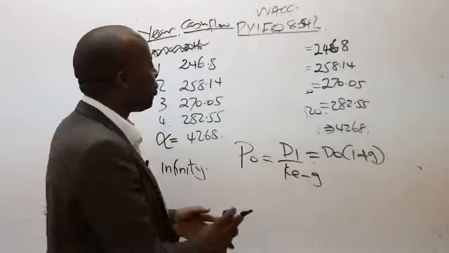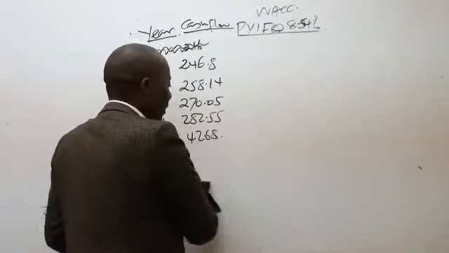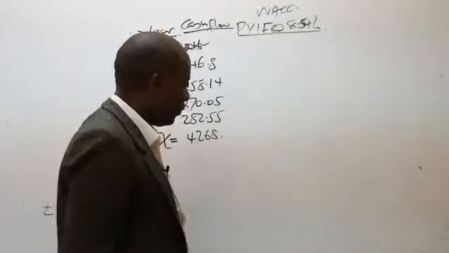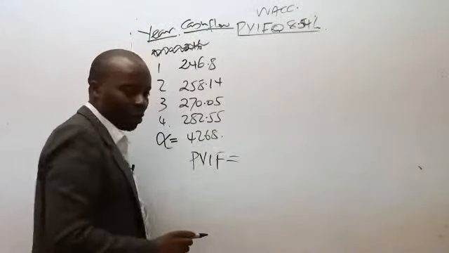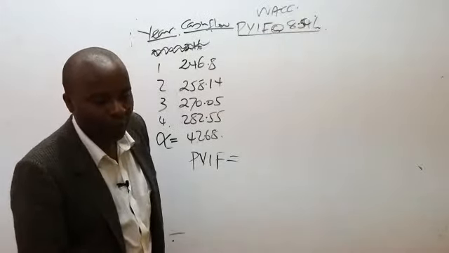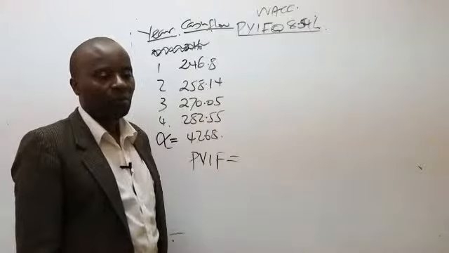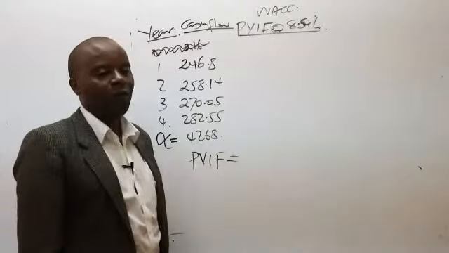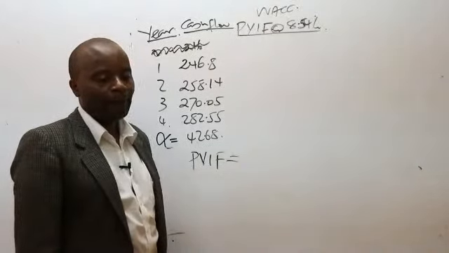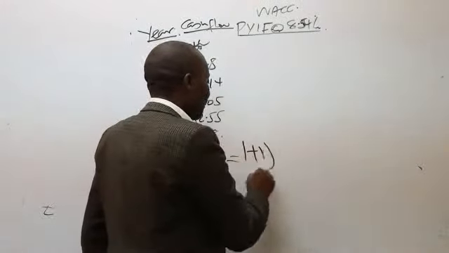So is there somebody who is able to give us these PVIFs at these respective timings? But how do you give us PVIF and yet you have forgotten the formula? PVIF equals who? The formula. PVIF equals one plus r raised to negative n.